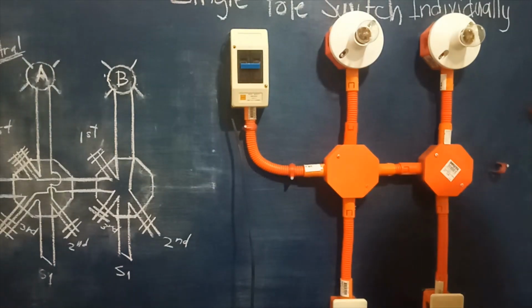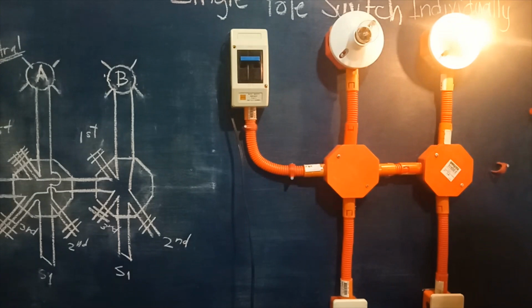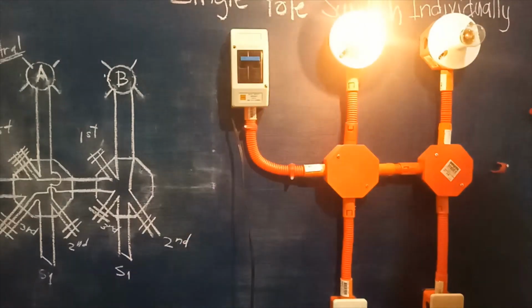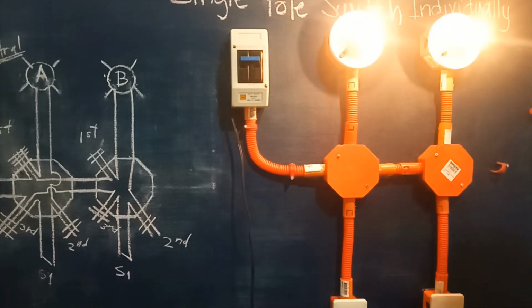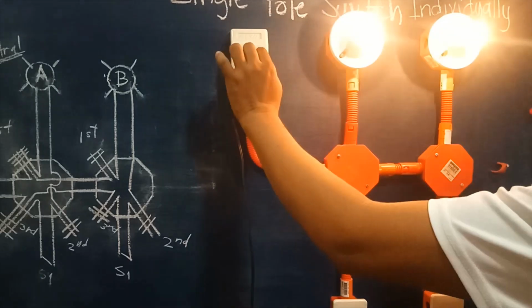Okay, so we will now switch on our main circuit breaker. On, we will off on the first bulb, second bulb off, first bulb on, second bulb on, off A and B through the aid of our circuit breaker.